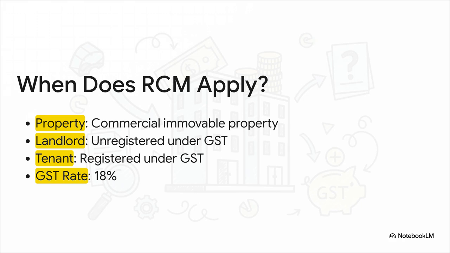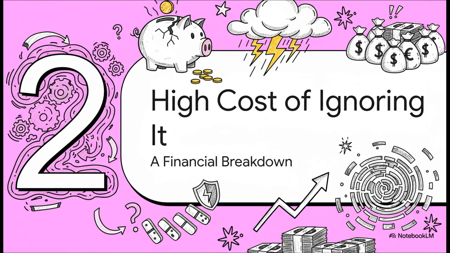It's really simple. It only kicks in when 3 conditions are met. 1, you're renting a commercial property. 2, your landlord is not registered for GST. And 3, your business is registered for GST. If you can tick all 3 of those boxes, then boom, you are now on the hook for paying 18% GST on your rent. And trust me, this is not something you want to just ignore and hope it goes away. Because ignoring this rule doesn't just mean you owe the tax. Oh no. It means you are opening your business up to a whole waterfall of penalties and interest payments that can get incredibly expensive, incredibly fast.